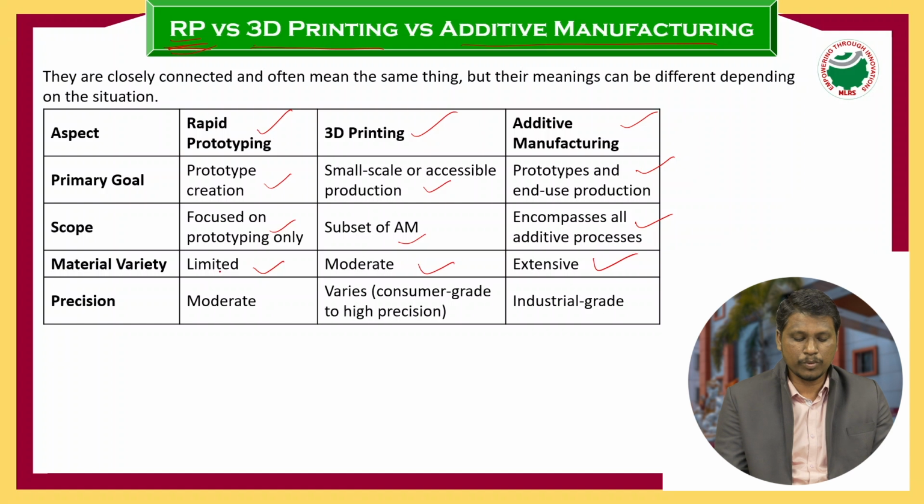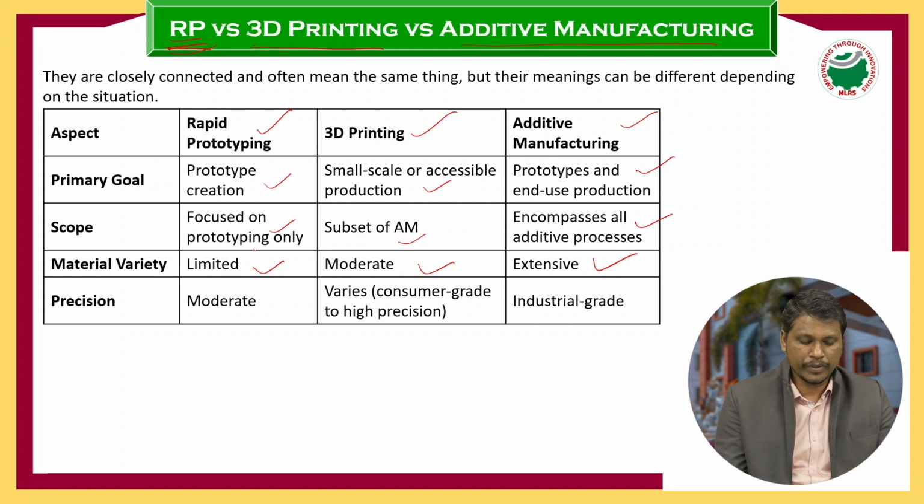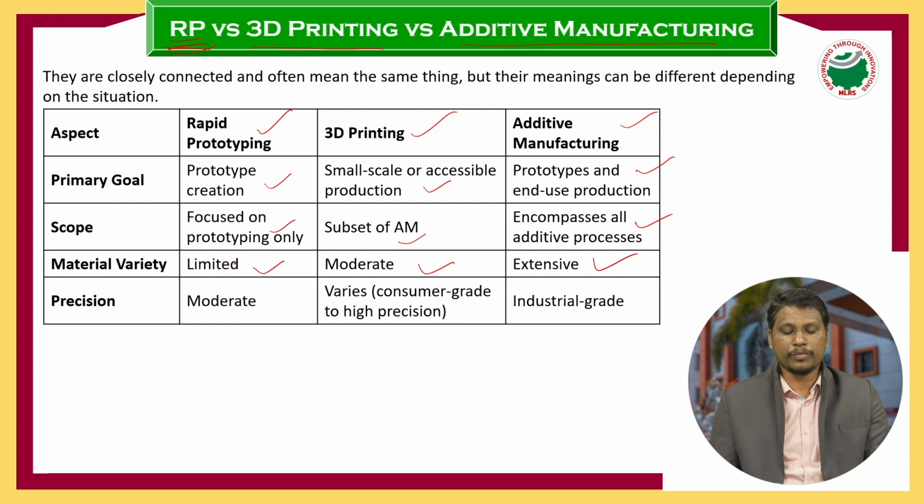Already I told what it is. Why, sir, here limited material varieties they given? So here, sponge-like material only they use for rapid prototyping. And moderate in the sense plastic material, normal plastic. If you see any toy or keychain, it comes from plastic materials only. So that's why it is given moderate. Then extensive means all kinds of materials we can use for additive manufacturing.